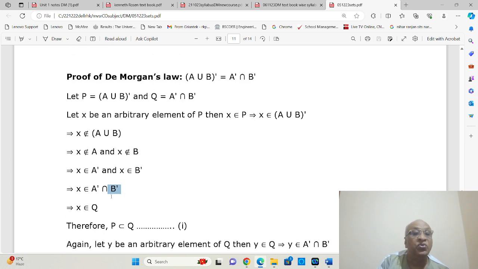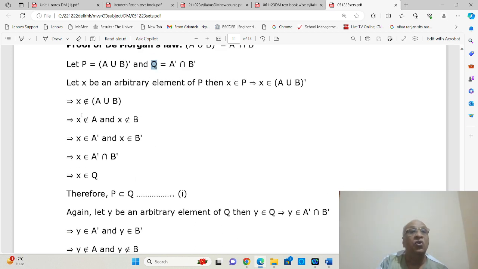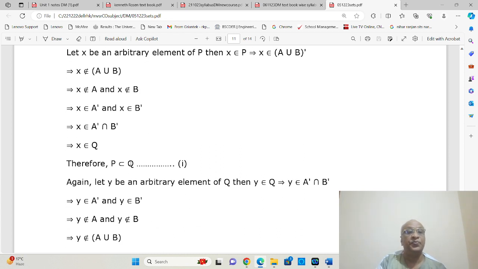If X belongs to A complement intersection B complement, X belongs to Q. So what this indicates? This indicates that P is a subset of Q.